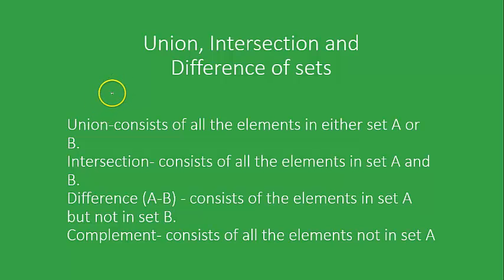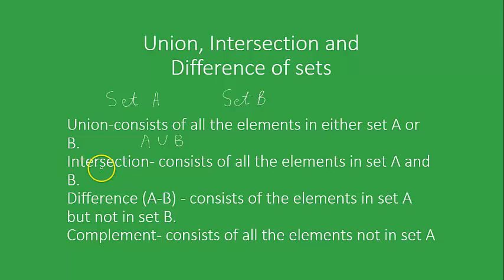So let us say that there are two sets, set A and set B, on which these operations are performed. The first, that is union of the set, is a set consisting of all the elements which are either in set A or in set B, denoted by A union B.